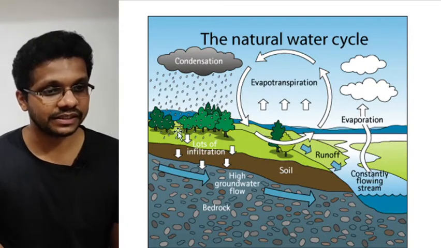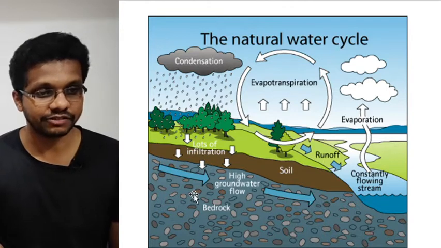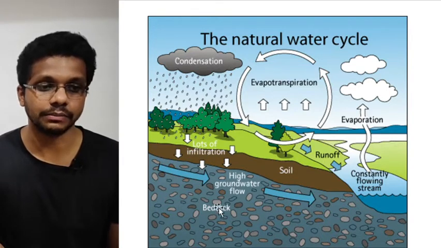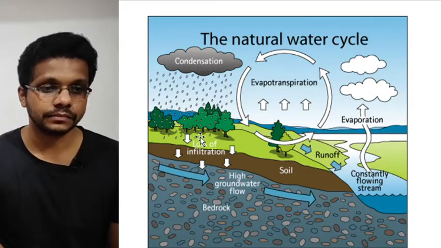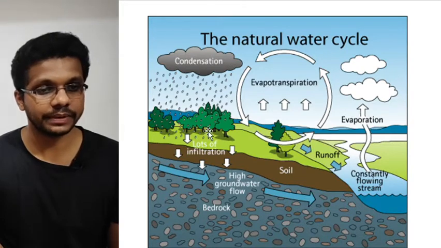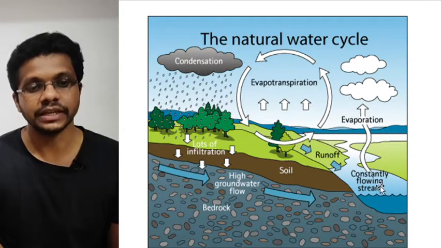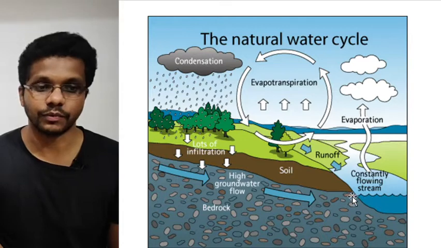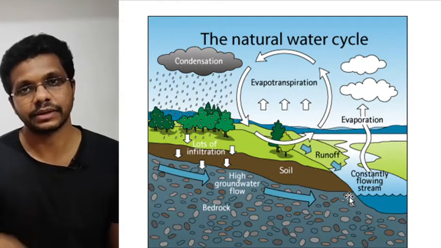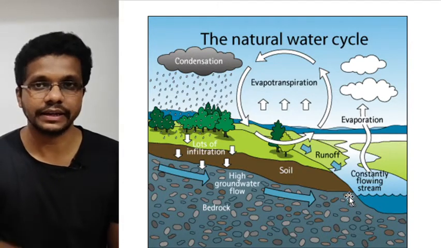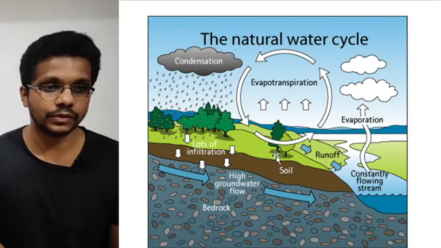Once the precipitation reaches the ground, it can infiltrate into the ground and contribute to the building up of the groundwater, and a portion of it will go to the nearby water bodies in the form of runoff, and these nearby water bodies, maybe rivers or lakes, finally end up in the ocean. So that's how the water cycle works.